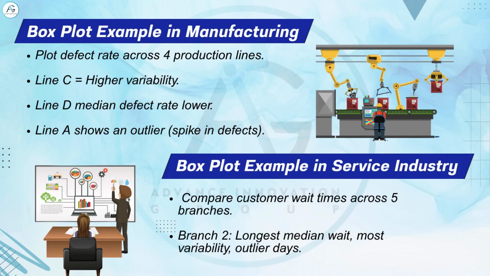Service industry example: now take a box plot comparing customer wait times across 5 service branches. Branch 2 stands out. It has the longest median wait time, meaning customers typically wait longer there. It also has the most variability. The box and whiskers are wide, indicating inconsistent wait times. Plus, there are outlier days, maybe due to understaffing or high traffic, that are represented by dots beyond the whiskers.